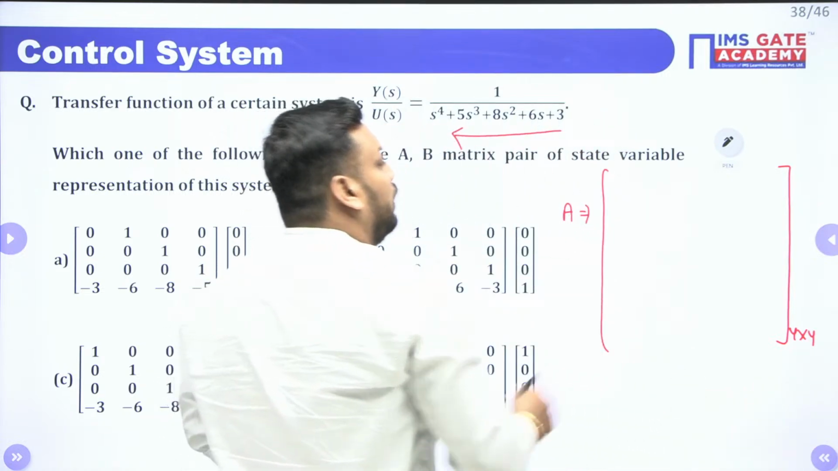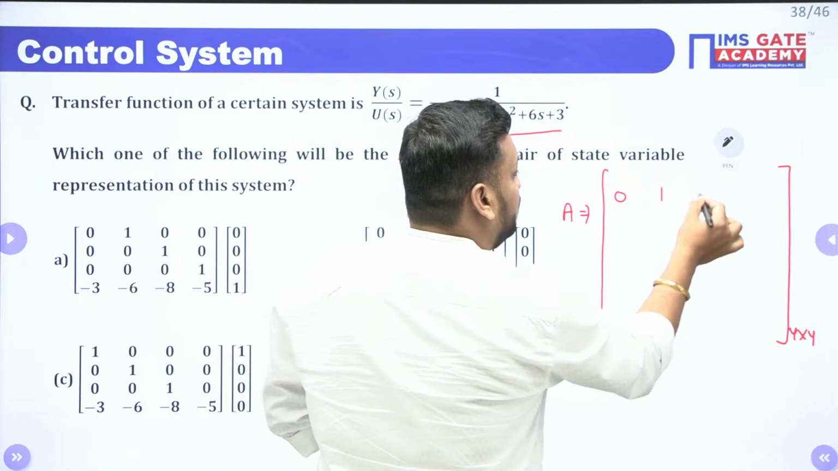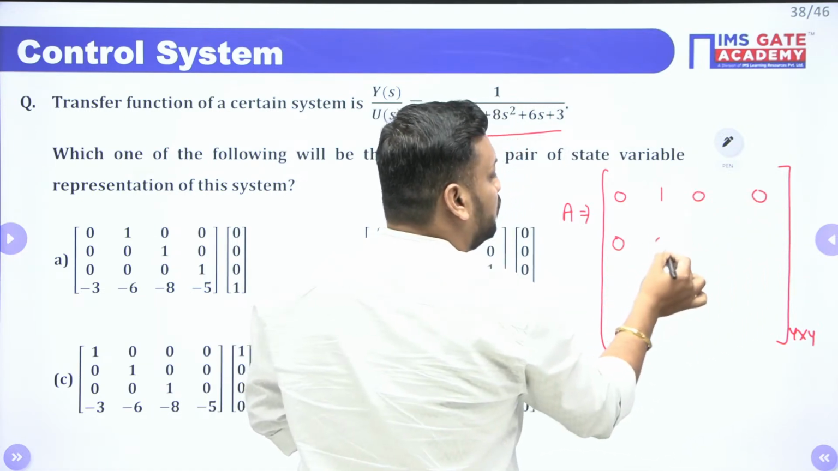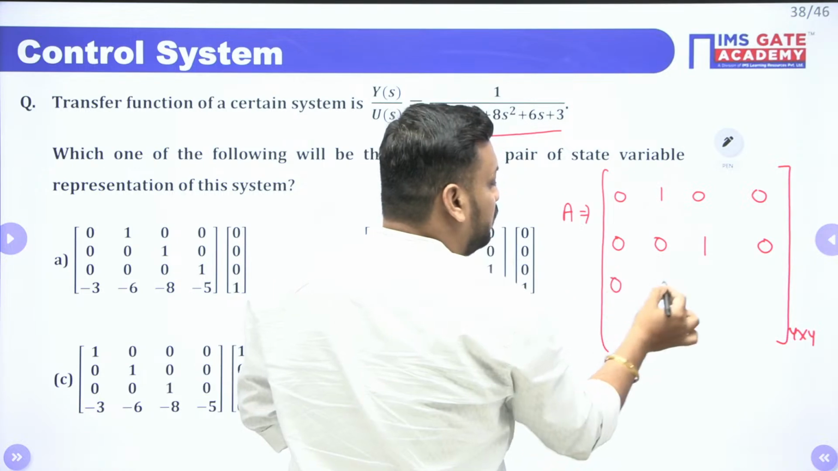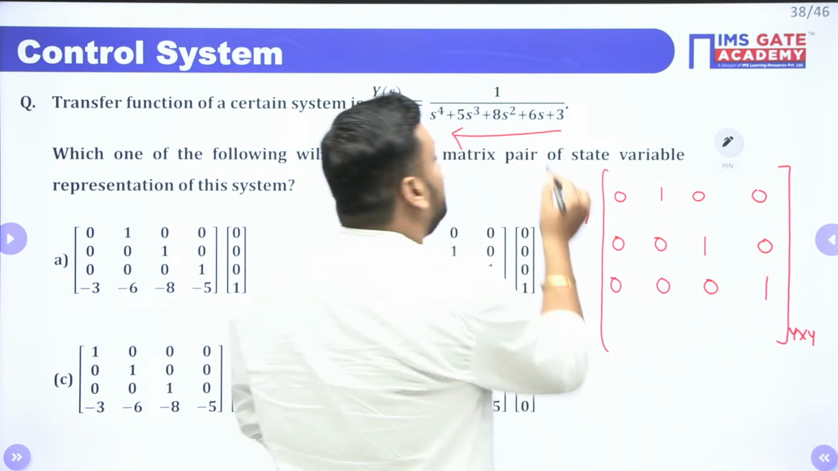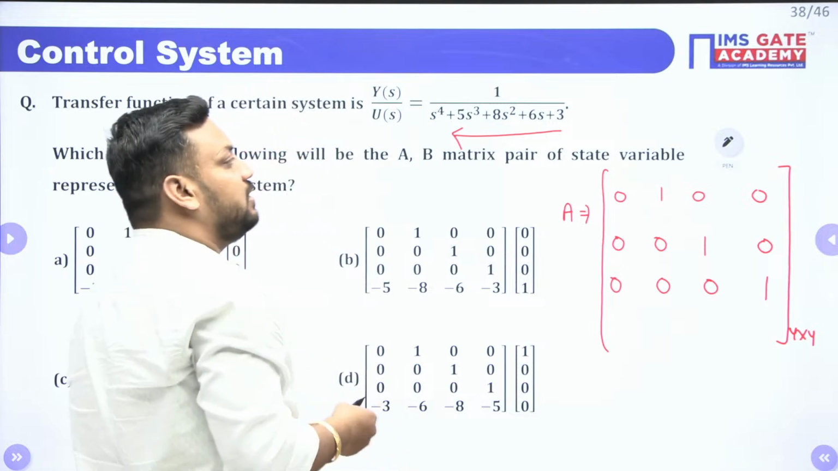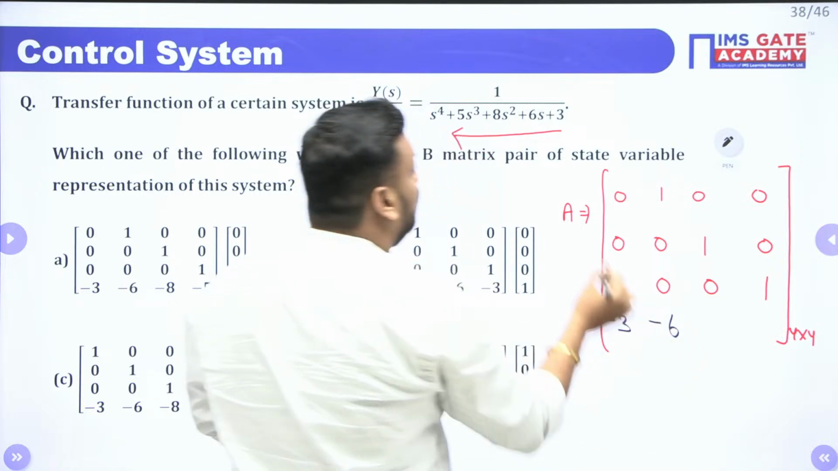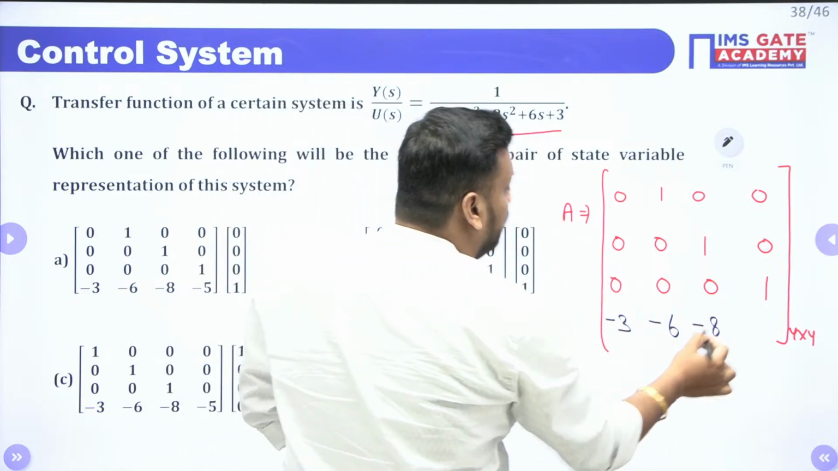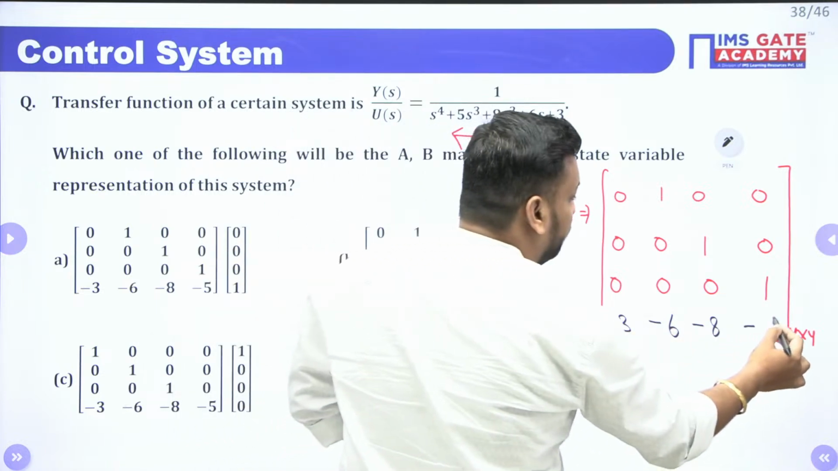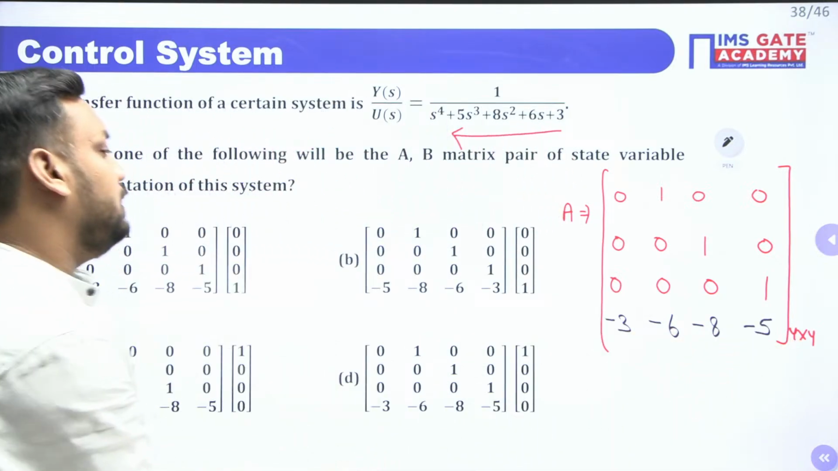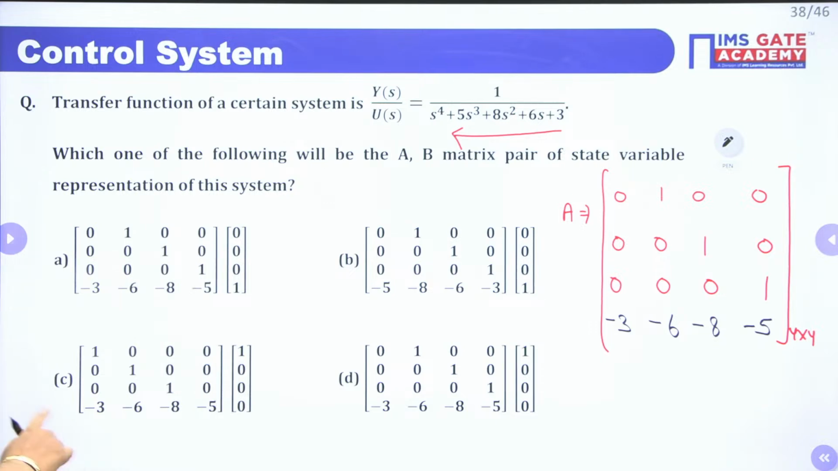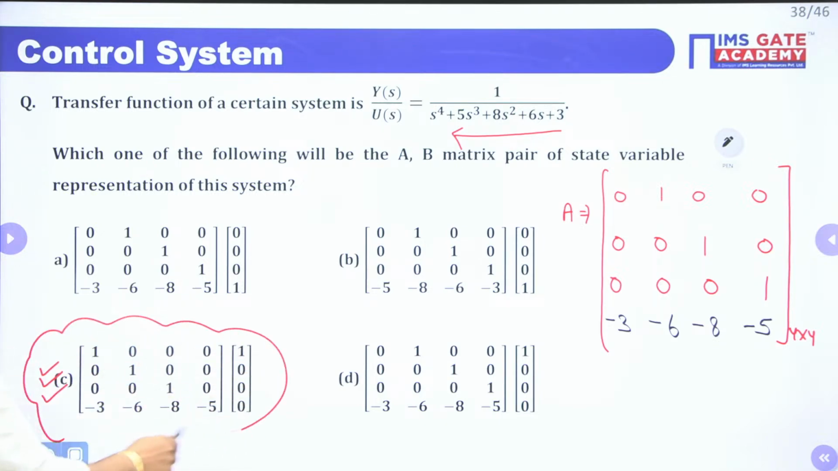After that, the first row is 0, 1, 0, 0. Then 0, 0, 1, 0. Then 0, 0, 0, 1. And for the last row, you need to travel from right to left and change the sign. So you will get -3, -6, -8, and -5 also. So -3, -6, -8, -5, and this is nothing but your A matrix, guys. I hope you all are getting the same. All of you just do reply fast. You are getting the same or not?